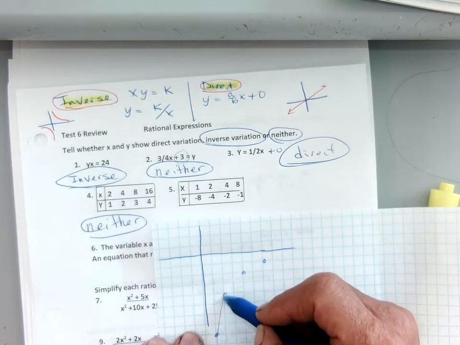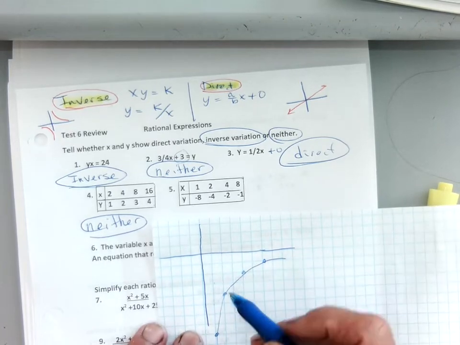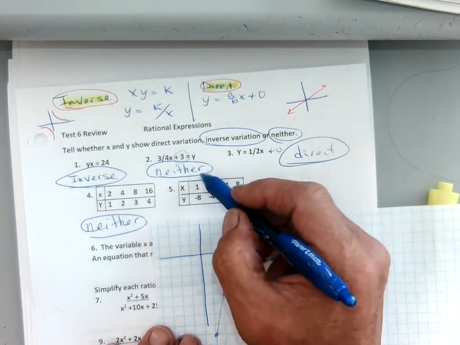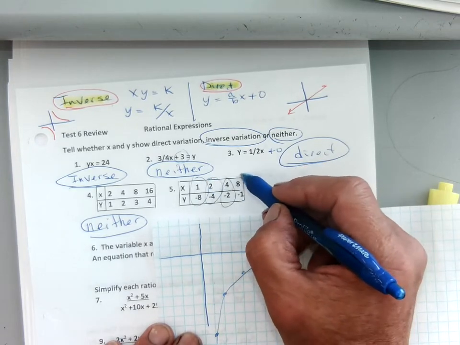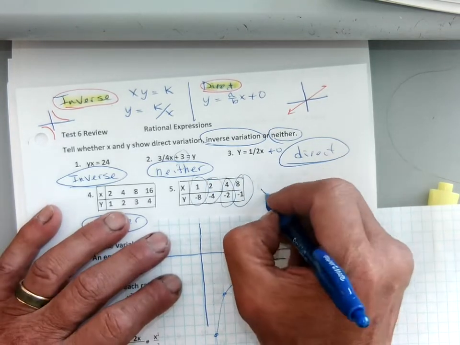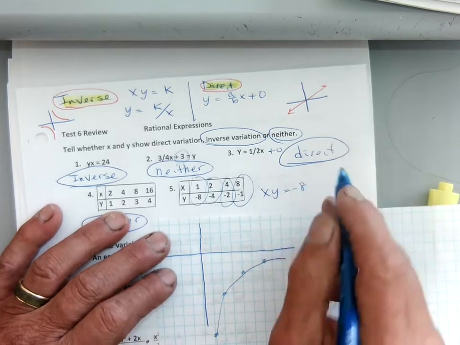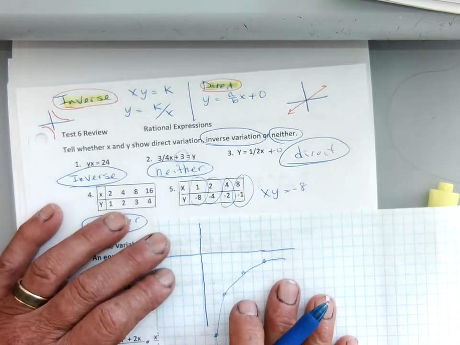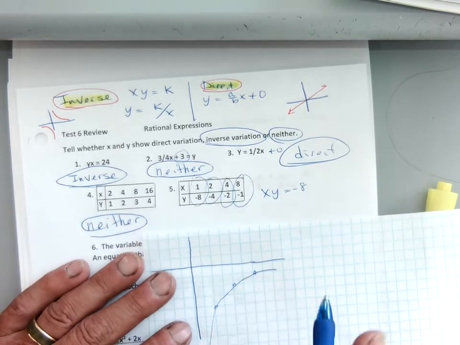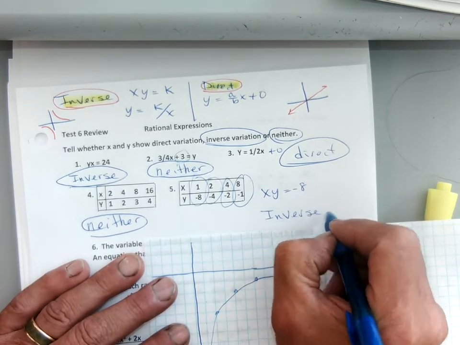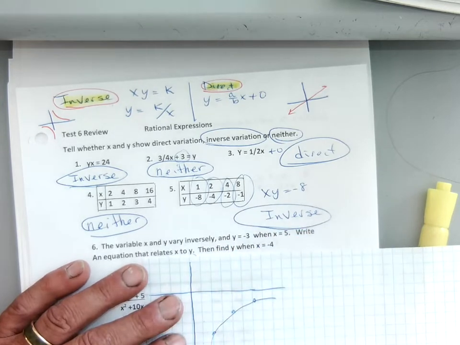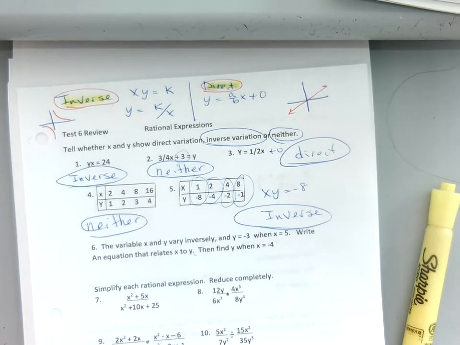In fact, I think it is inverse variation because if I multiply them, they all multiply to negative 8, multiplies to negative 8, multiplies to negative 8. So it could be x times y equals negative 8. So this one's definitely going to be my inverse variation. All right. So worst case, tomorrow on the test, if you get a little confused, just graph it.